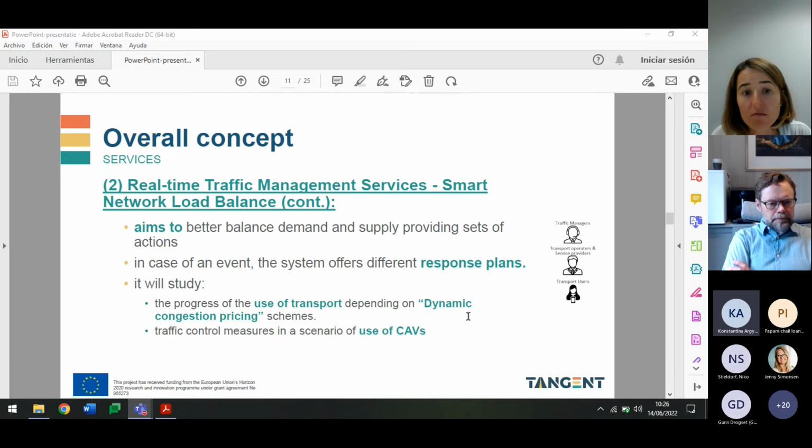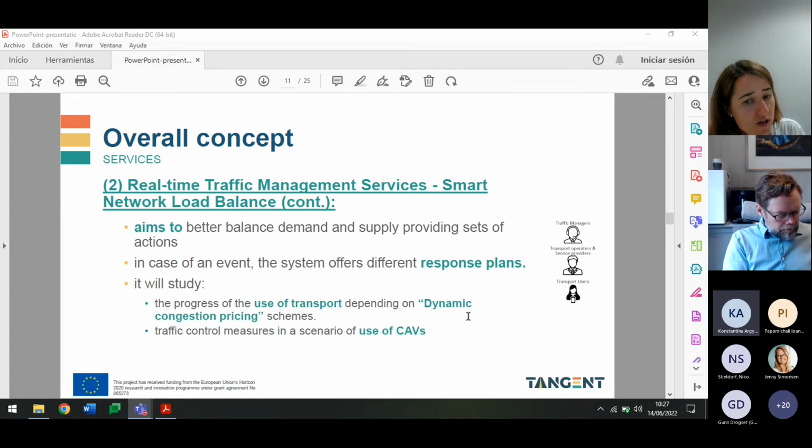So now, continuing with the second service, but moving to the first functionality, smart network load balance. This functionality will deliver different response plans, and the study will focus on two aspects. The first one is knowing the progress of the use of transport, depending, for example, on dynamic congestion pricing schemes, and the other one is proposing different traffic control measures in the circumstance of connected and autonomous vehicles.